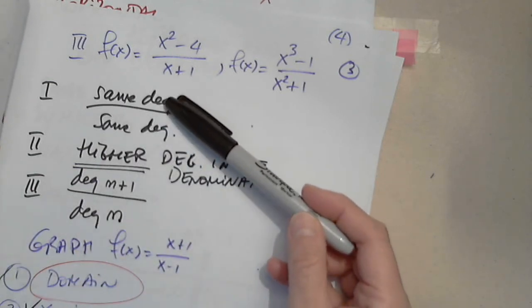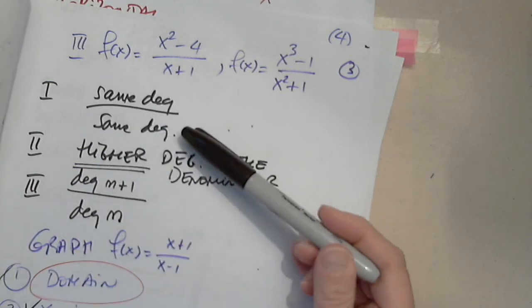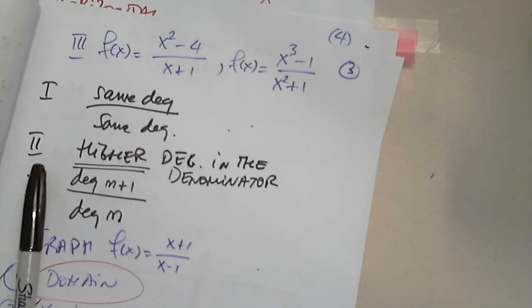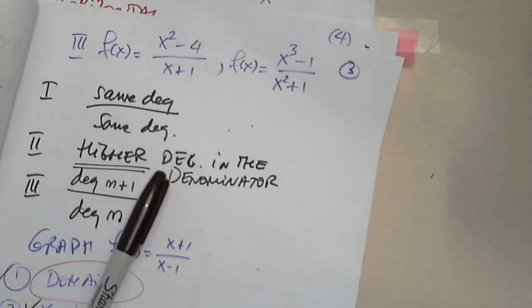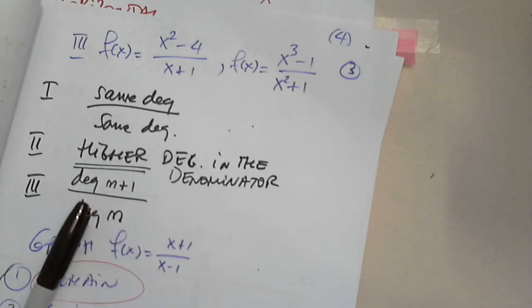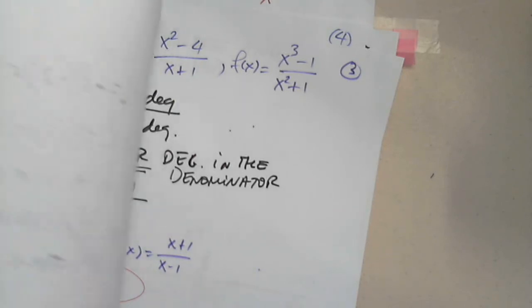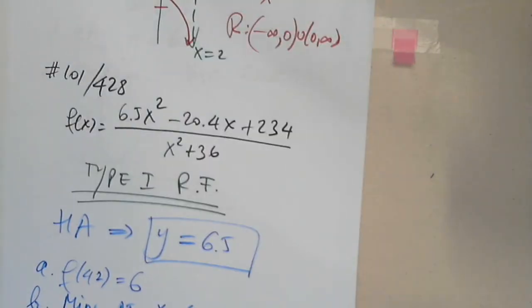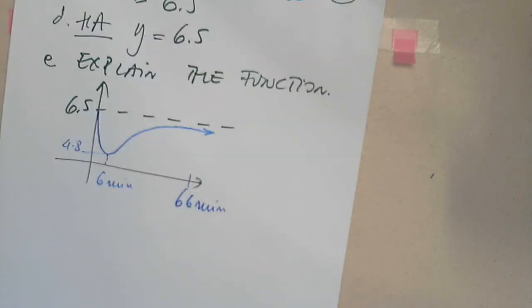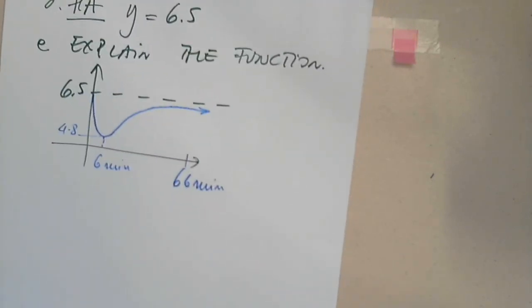We only talked about same degree over same degree, where the horizontal asymptote is the leading coefficient over the leading coefficient. And number 2, we talked about higher degree in the denominator, where the horizontal asymptote is 0. We haven't gotten to this one. Okay. Good. Other questions? Very good. As long as it's the same degree over same degree, the degree is not important. The horizontal asymptote will be the leading coefficient over the leading coefficient.